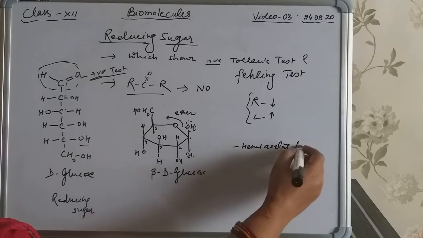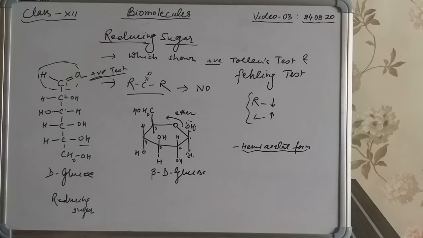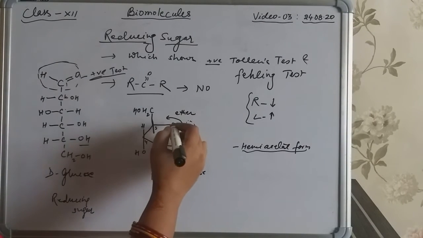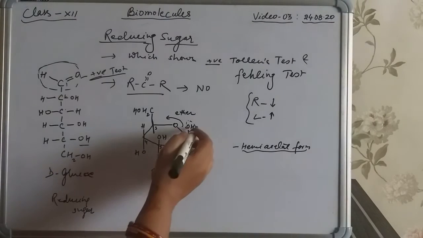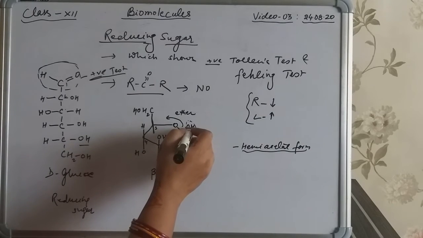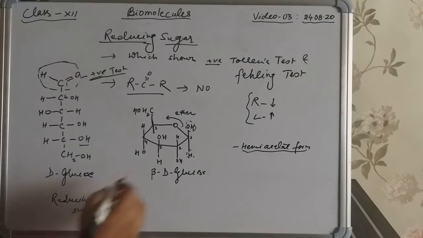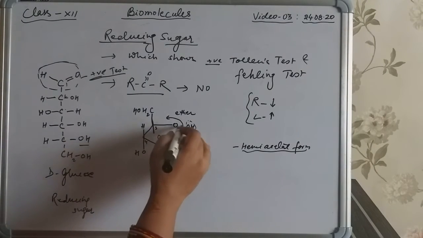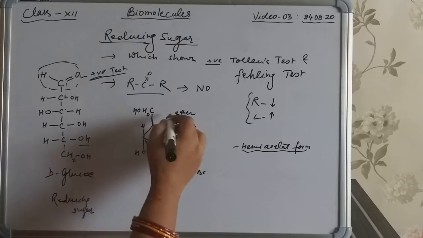Hemiacetal form. In the aldehyde chapter we have already discussed the hemiacetal form: the carbon in which one hydroxyl group and one ether group are present is known as the hemiacetal form. This first carbon has one OH group, one H, and one ether group. So this carbon is connected with three groups, and an ether group must be present here. So this is the hemiacetal form.